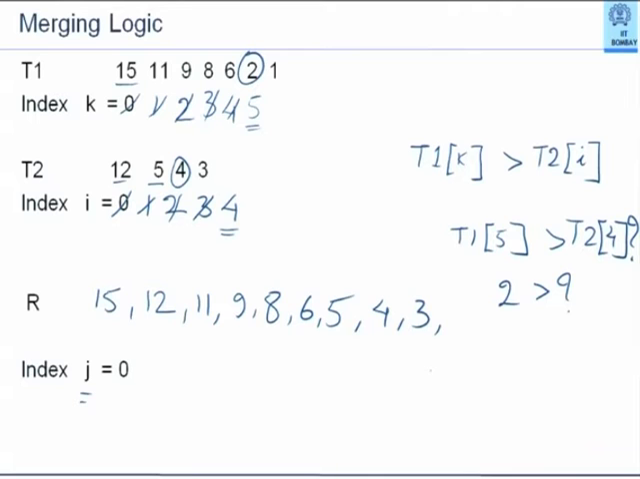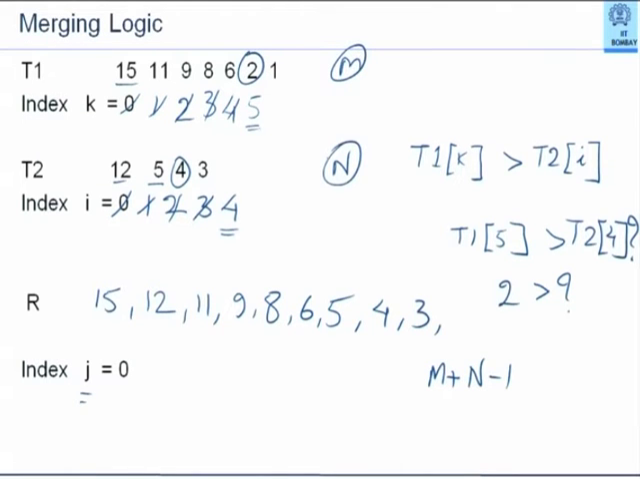And the programming logic says, compare, push, increment, compare, push, increment. Keep on doing this till you get all the elements in R. I know what my boundary condition is. If I am starting with J equal to 0, I have to continue pushing elements till the index becomes how much? M plus N minus 1, if there are M elements here and N elements here.